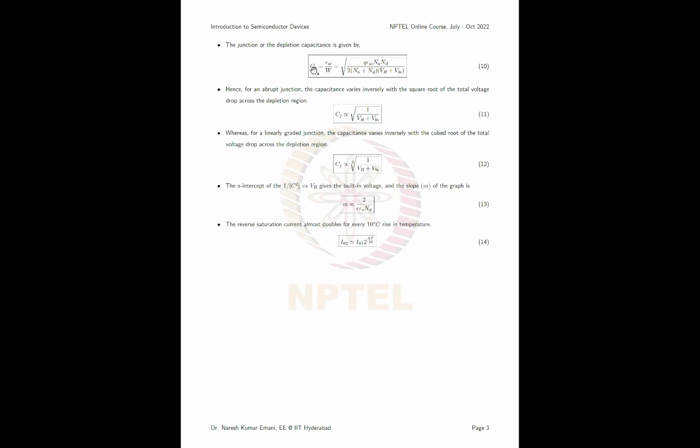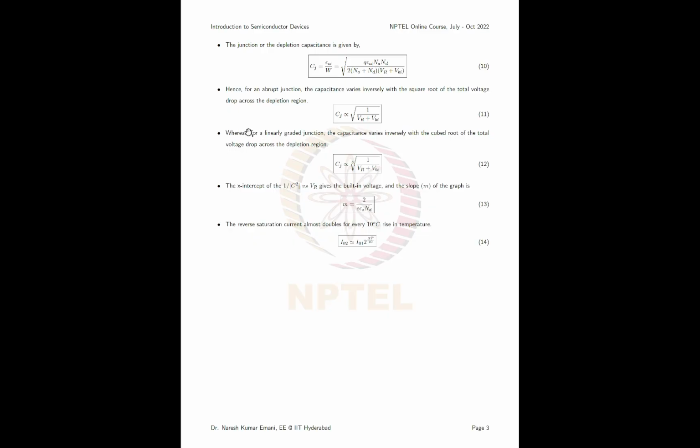So you can calculate Cj equals epsilon Si by W, which is square root of q epsilon Si Na Nd by 2(Na plus Nd)(Vr plus Vbi). Hence, for an abrupt junction, the capacitance varies inversely with the square root of the total voltage drop across the junction, which is Cj is proportional to square root of 1 by (Vr plus Vbi).